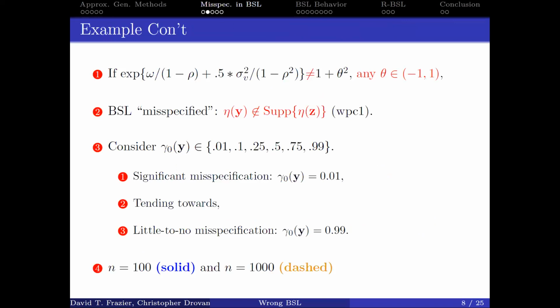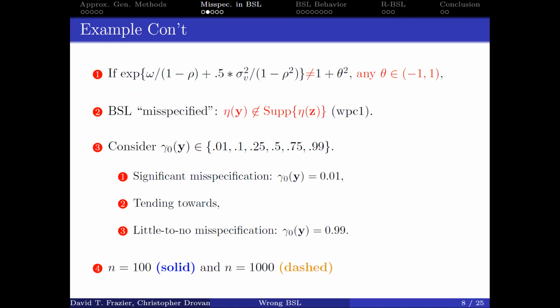Right, so what this basically means is that if there doesn't exist a value of theta such that this is satisfied, BSL is misspecified in the sense that with probability converging to 1, the simulated data cannot match the observed summaries. One way of saying this is that the observed summaries are not in the support of the simulated summaries for any value of theta with probability converging to 1.